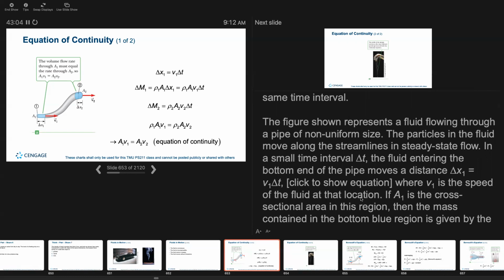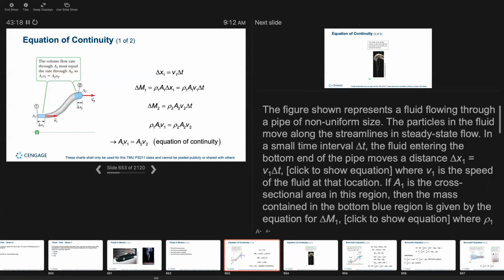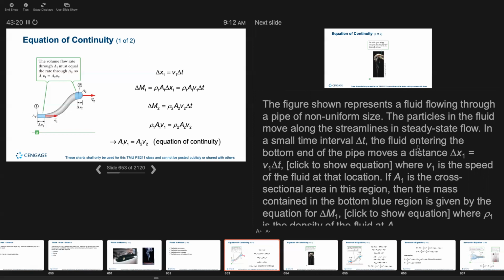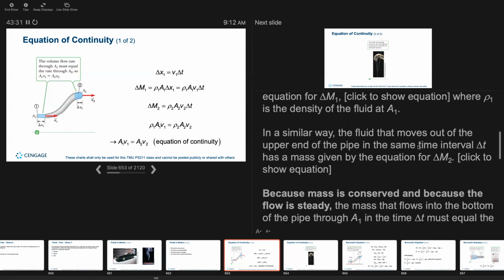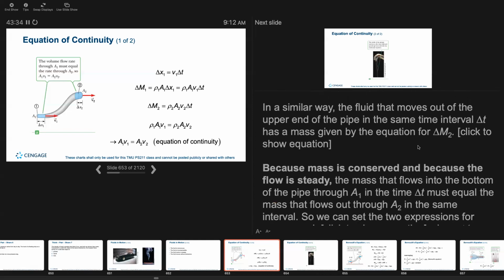In a small time interval delta t, the fluid entering the bottom end of the pipe moves a distance delta x1 equals v1 delta t, where v1 is the speed of the fluid at that location. If A1 is the cross-sectional area of the region, then the mass contained in the bottom blue region is given by the equation for delta M1, where rho1 is the density of the fluid at A1. In a similar way, the fluid that moves out of the upper end of the pipe in the same time interval delta t has a mass given by the equation for delta M2.